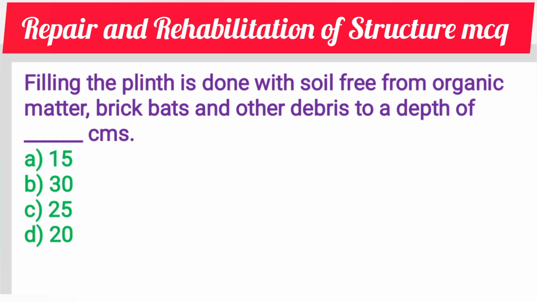Next question, filling the plinth is done with a soil free from organic matter, brickbats and other debris to the depth of dash centimeter. Option A, 15, option B, 30, option C, 25, option D, 20. So the correct answer is option C, 25.